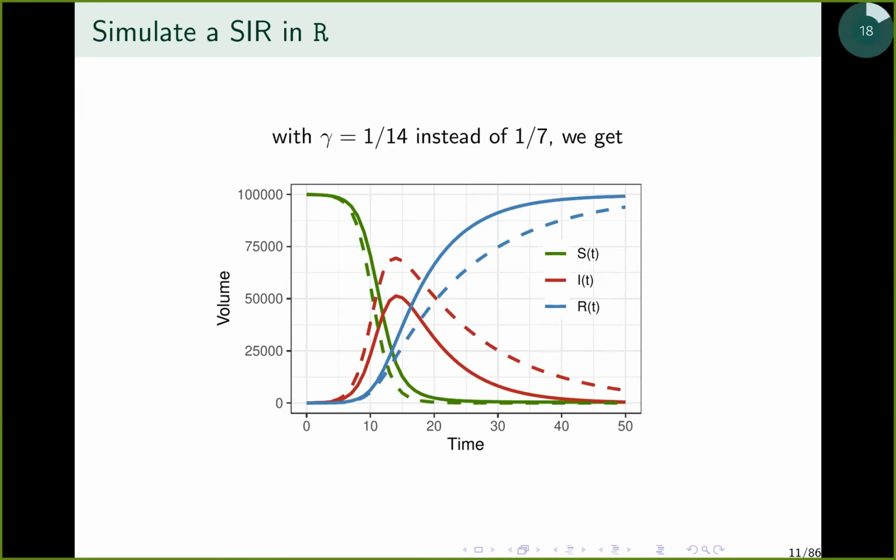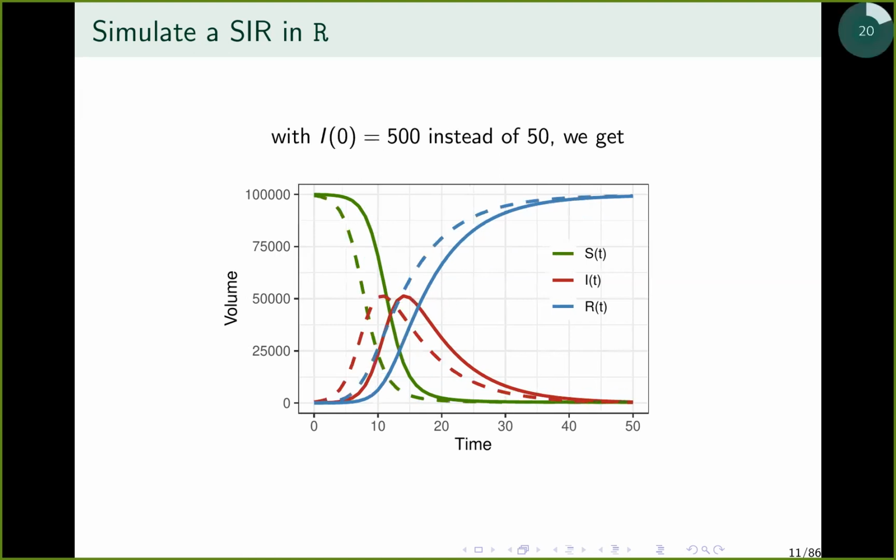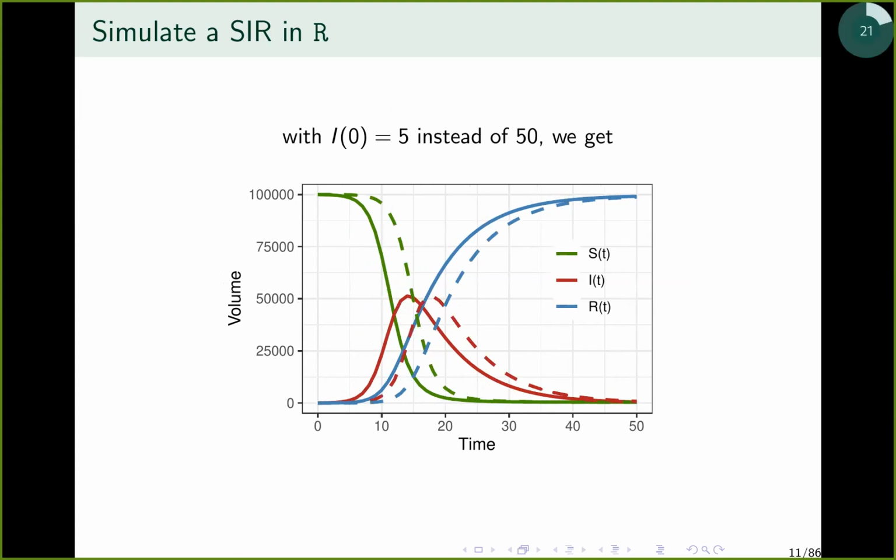And if this time you change the gamma instead of changing the beta, so if you make the gamma 1/14 instead of 1/7, which means that you say people stay infected for 14 days instead of 7, then you see that in that case you will have a bigger wave that comes at the same time. And if you make the infectious duration shorter, it will go the other way. So it's a bit to show you in every direction how the thing moves. If you put the initial number of people infected to 500 instead of 50, you would just have the exact same shape, but shifted to the left. And if you put 5 people instead of 50, you would have the exact same shape, shifted to the right.